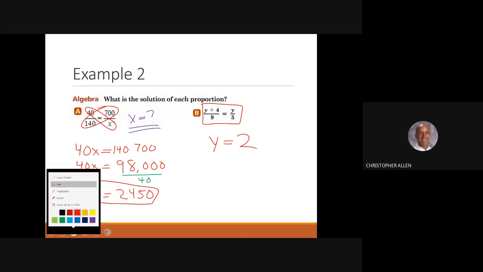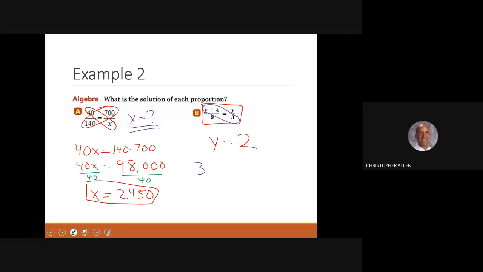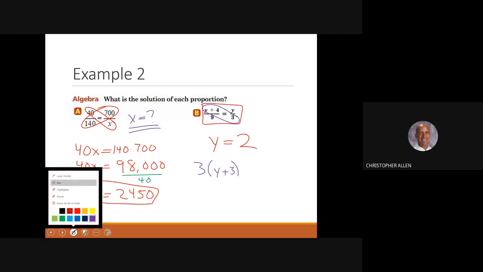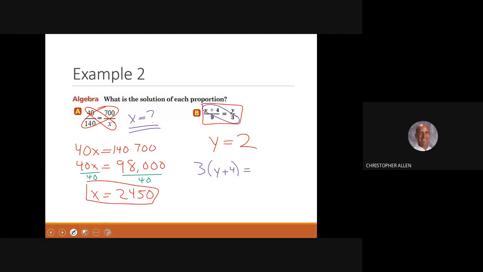So to get 2, again, we're going to do that cross product property. So we've got to take 3 times. Now, here's where a lot of students will make a mistake, is they won't include these parentheses. You have to take 3 times the quantity y plus 4. And then on the other side with the means, we're going to do 9 times y. So now we need to do the distributive property to get 3y plus 12. This should be a 12 right here, not 4.